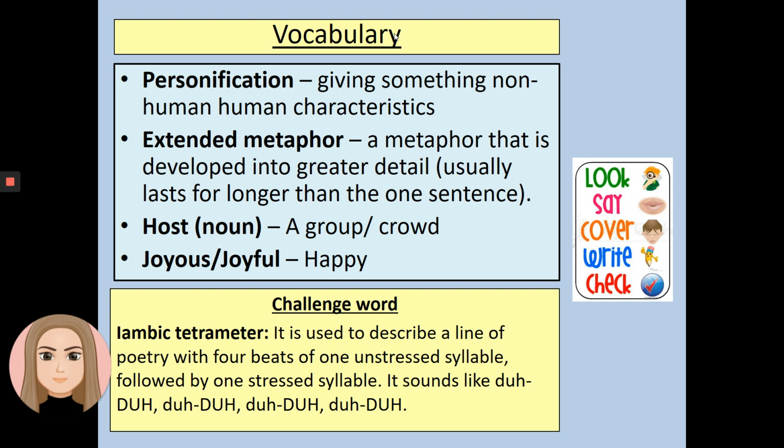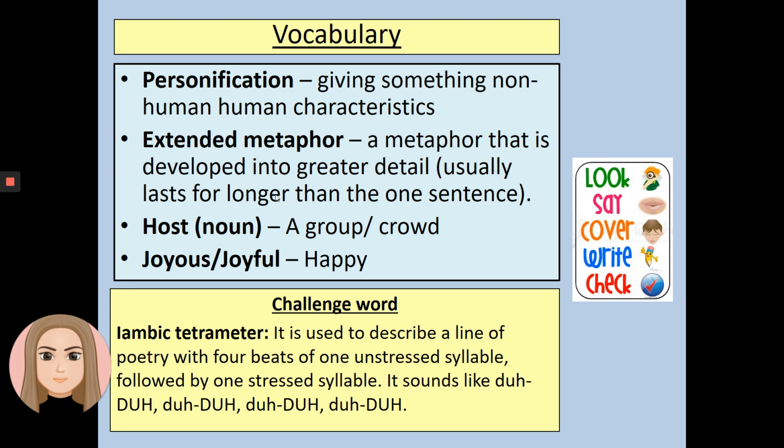I don't expect it to take you that long because I think you might have heard of some of this vocabulary before, but it's just really useful for you to relearn it for today's lesson and have it really clearly in your minds, okay? So the first word is personification, which means giving something non-human human characteristics. Extended metaphor, a metaphor that is developed into greater detail, usually lasts for more than one sentence. So the metaphor goes on for a bit longer than just the one line.